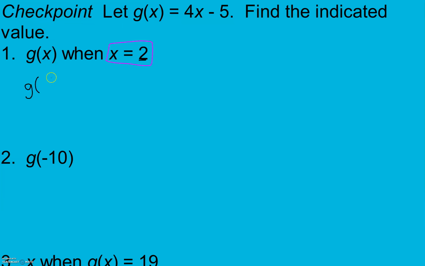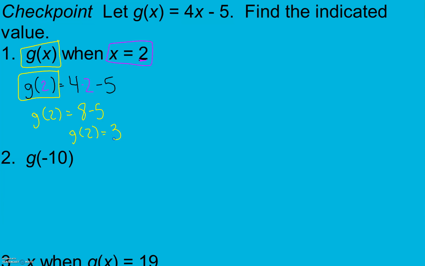So g of x equals 4 times x minus 5. And again, everywhere I see an x, I'm plugging in the 2. Now, I'm looking for g of x. So I'm looking for this value. Since there's nothing else on the same side as the variable I'm looking for, I can go ahead and just simplify my other side. 4 times 2 is 8 minus 5. And here I get 3.